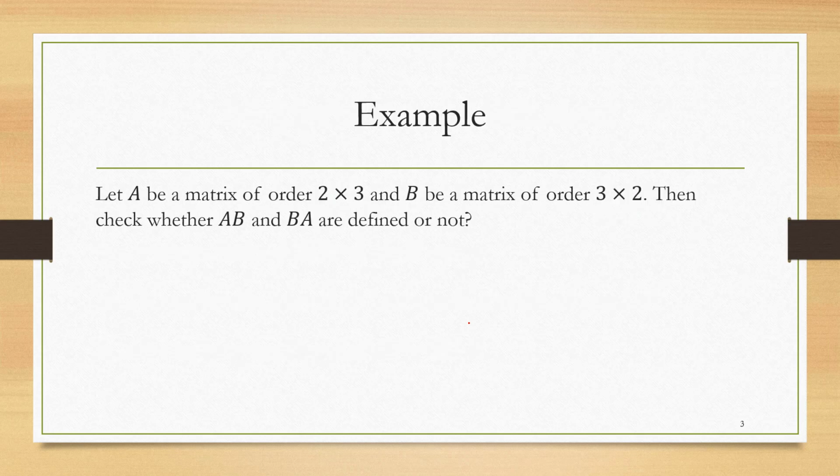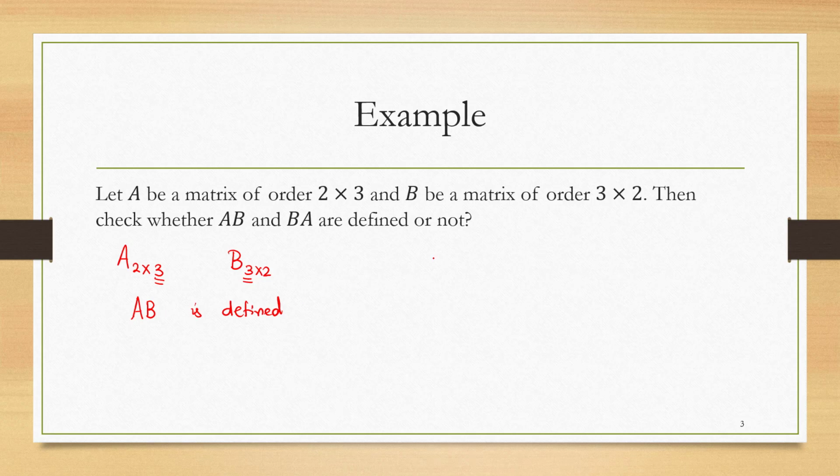Let's do one example. Let A be a matrix of order 2 cross 3, or 2 by 3. And B is a matrix of order 3 by 2. Let's talk about AB first. Number of columns in A is 3 and number of rows in B is 3. So these two are equal. Therefore, this matrix multiplication is defined. AB is defined.